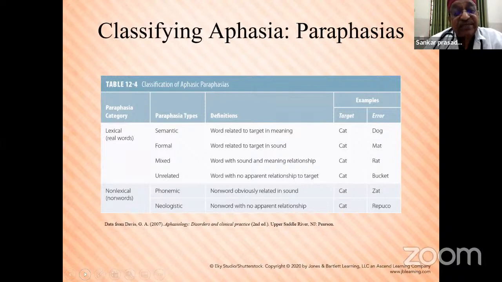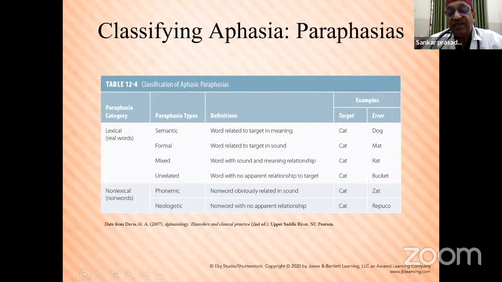You have lexical, that is real words, and non-lexical, non-words. Paraphasia can be divided into semantic, formal, mixed, and unrelated. Semantic is a word related to the target in meaning, like cat pronounced as dog. Formal is a word related to the target in sound, cat, mat. Mixed is a word with sound and meaning relationships, cat, rat. Unrelated is a word with no apparent relation to the target, cat and bucket.